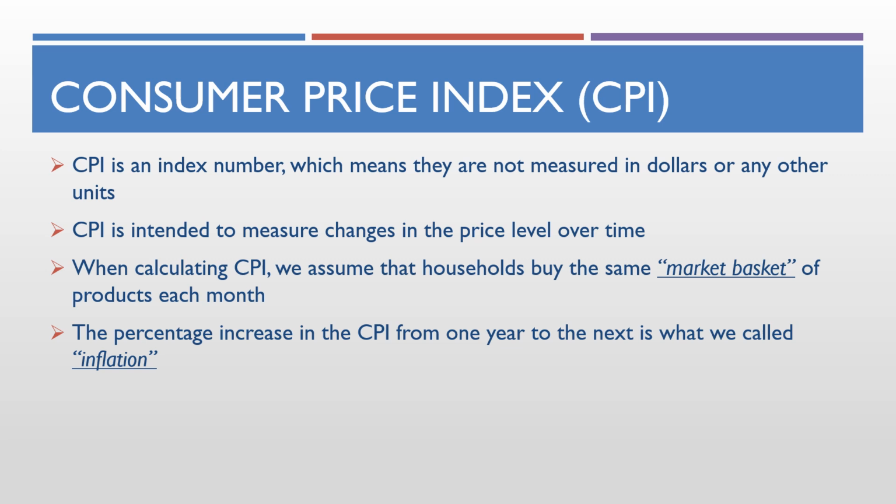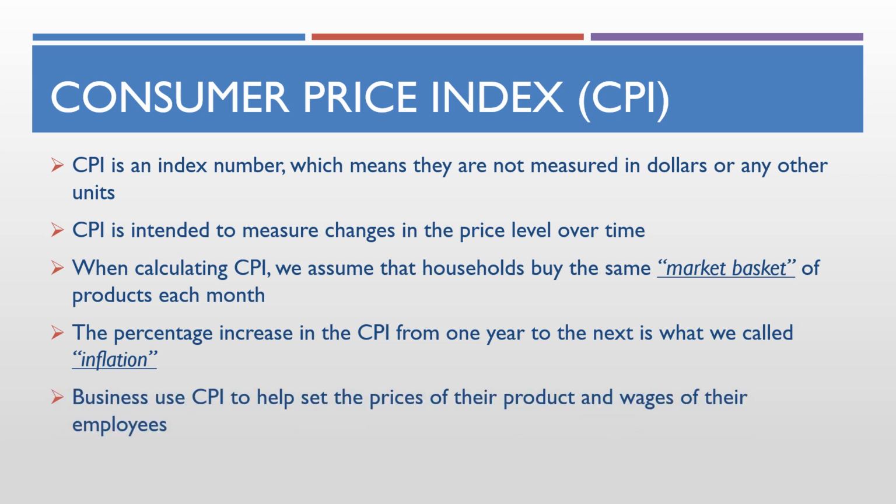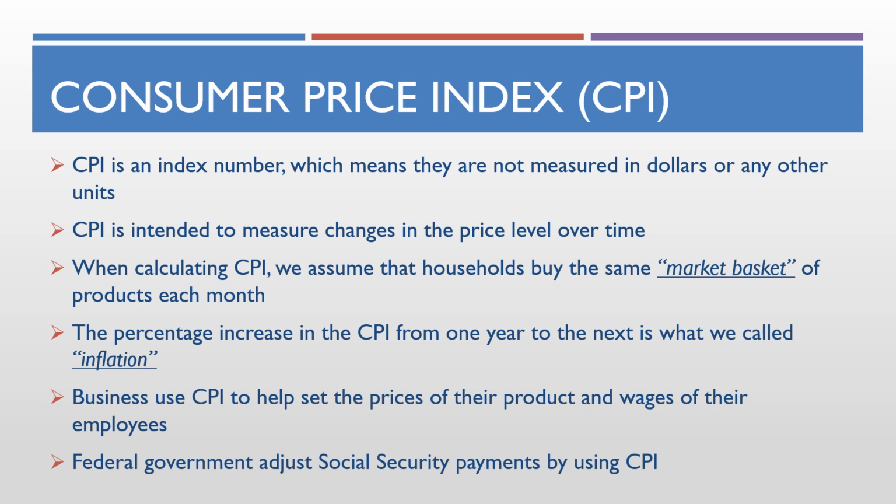The percentage change in this price index, or CPI, from one year to another is what we call inflation. Businesses also use the CPI. Not just households care about how much prices have gone up, but businesses also want to know how these prices are changing over time so that they can set the product's price level correctly in the market and also consider wage adjustments for employees. The federal government also uses this CPI measure to adjust Social Security payments, right? So as cost of living adjustments.